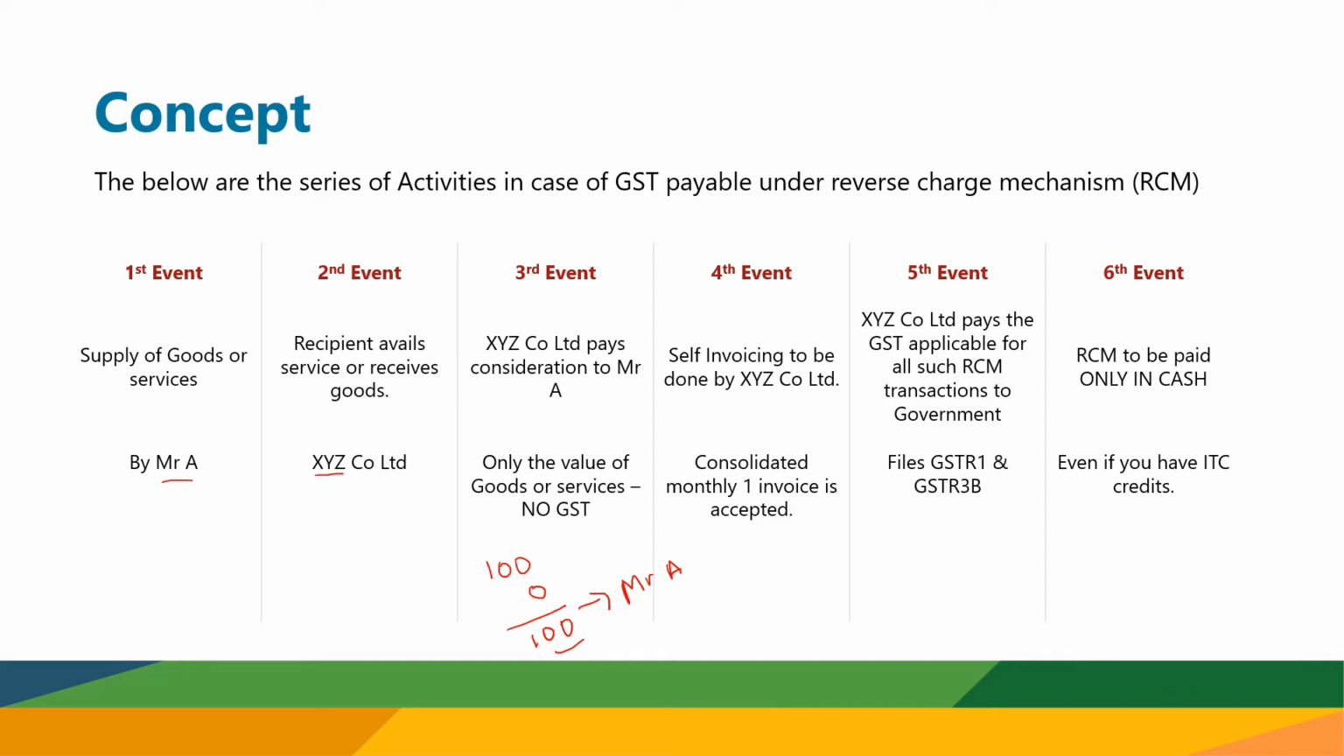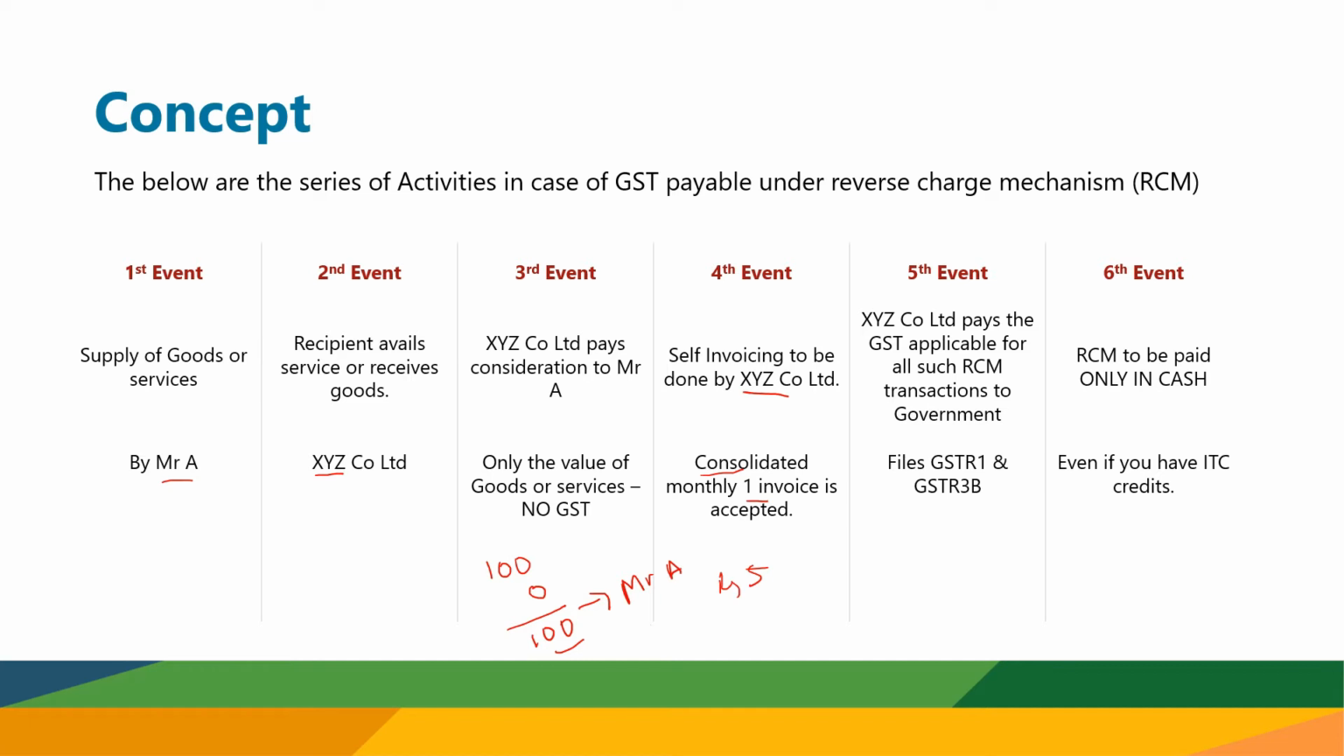At the end of each month, XYZ company will prepare a consolidated monthly self-invoice. One consolidated invoice is accepted in GST Act. So he prepares a consolidated invoice of all such transactions. There are some specific transactions listed, which we will see later. But he prepares list of such invoices. He'll invoice it in his name, and he pays the GST for these type of transaction. So now let us say 100 and 5% tax applies. 5 rupees is the liability.